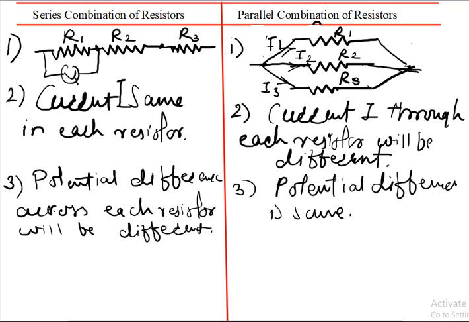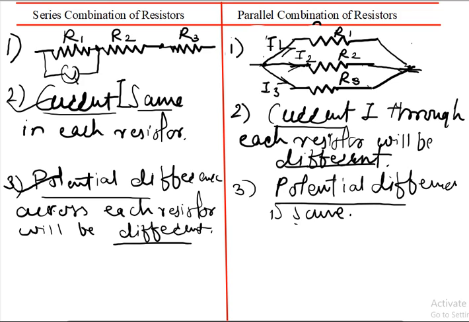So remember these two points to identify in a circuit. If the resistors are connected in series, the potential difference will be different, but current is the same. And in a parallel combination, current is different and potential difference is the same. So these are the important points.